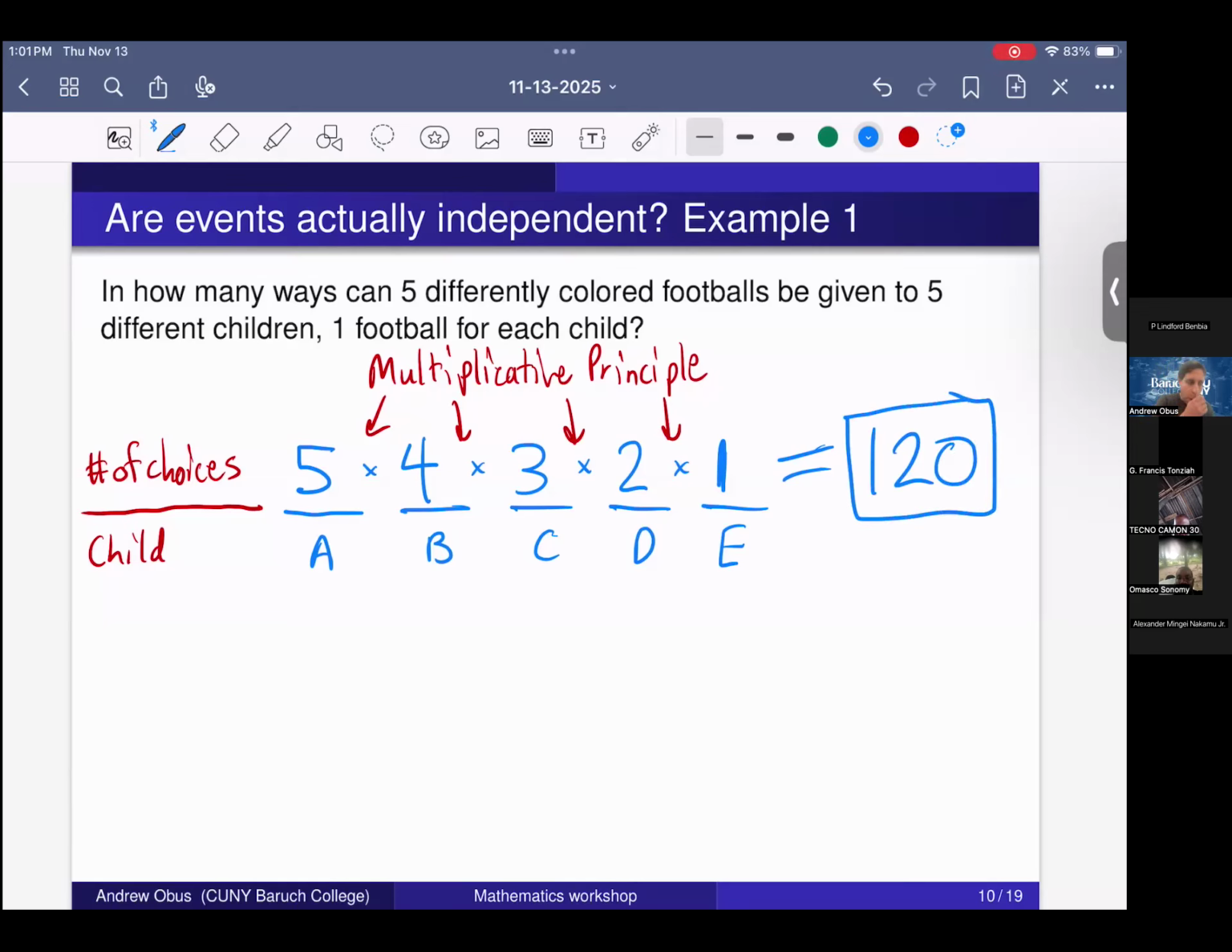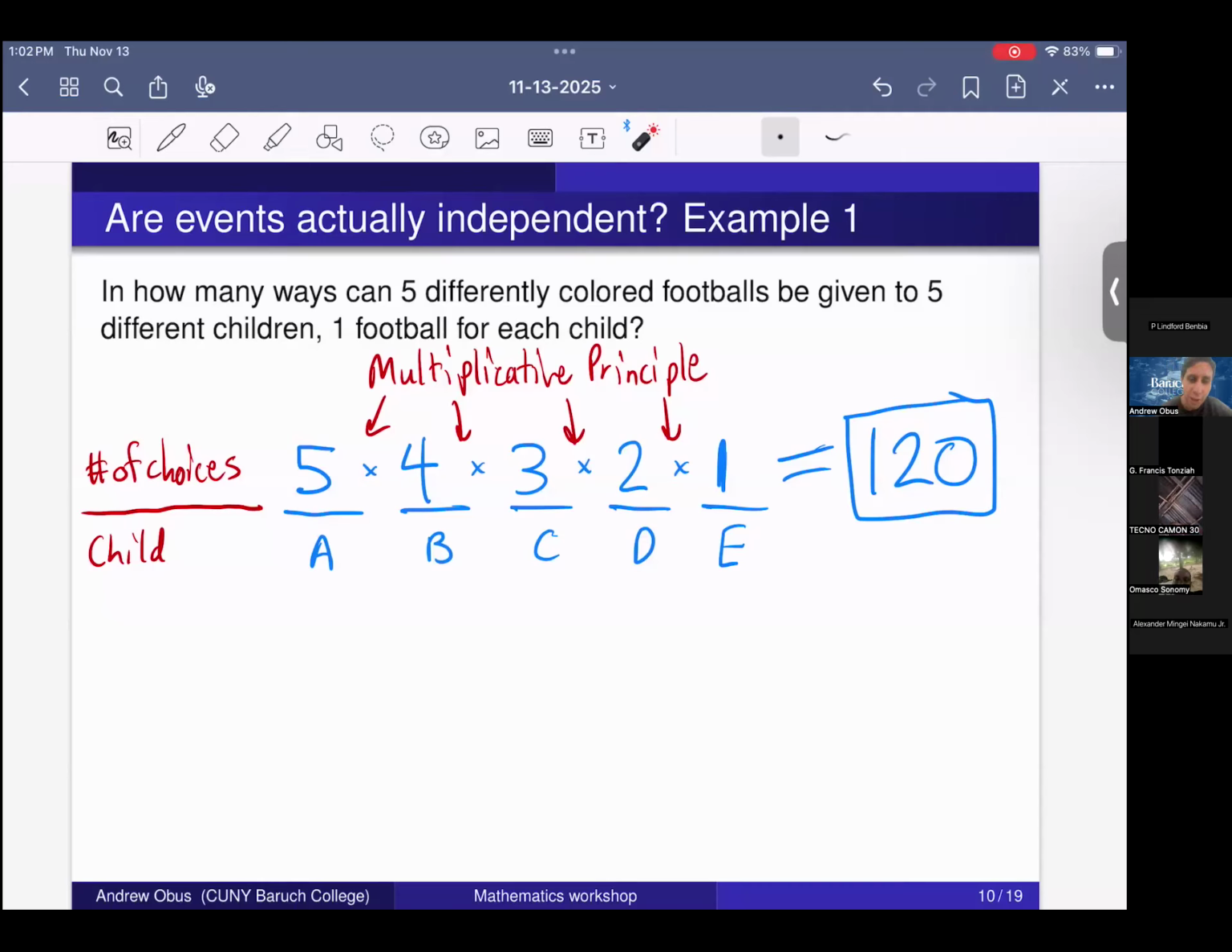Okay. So I mean, this is not that hard, but I want to spend a little bit more time thinking about what's actually going on here. Because you could argue, if you were in an arguing mood, you could say, wait, but these things are not independent, right? Because when I give a football to A, I can't give that same one to B. So what I do with A affects B. And when I give something to B, then I can't give that to C anymore. So each time I make a choice, it's affecting my later choices. So how can you say that these things are independent?